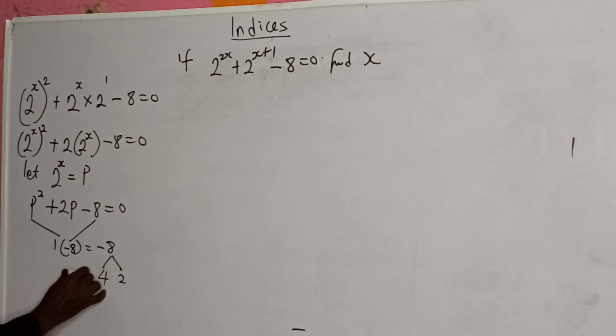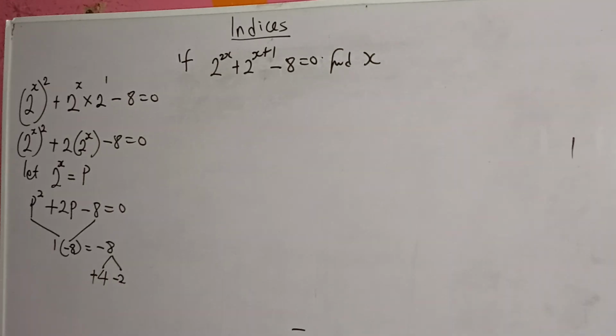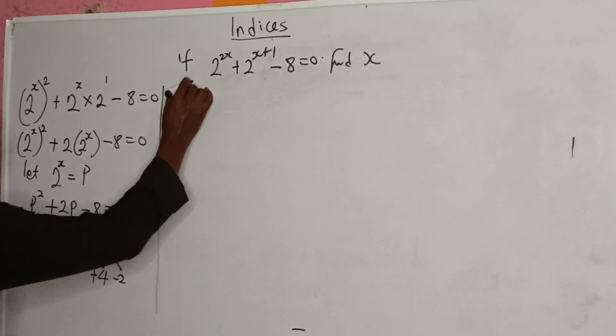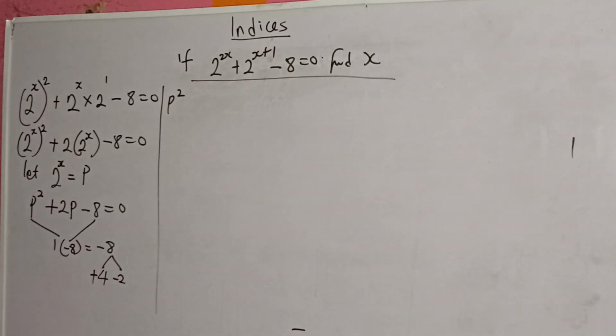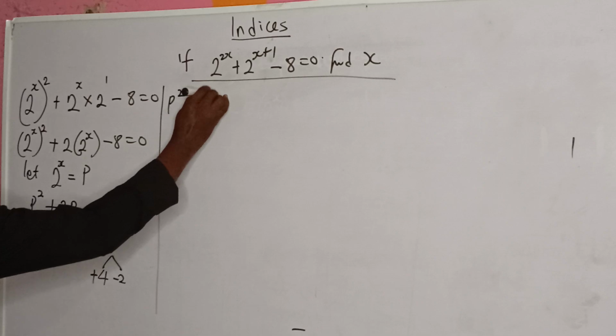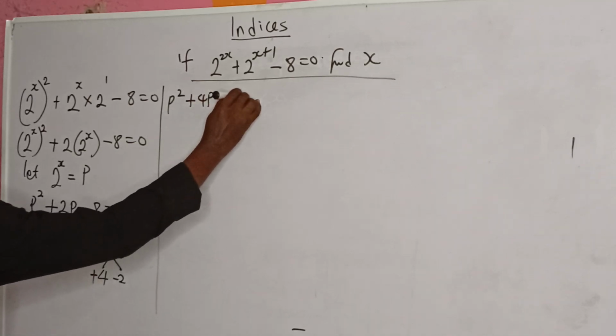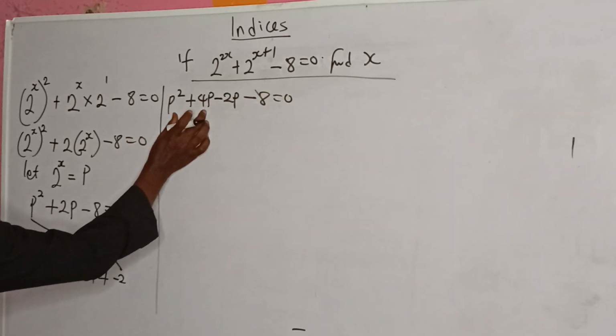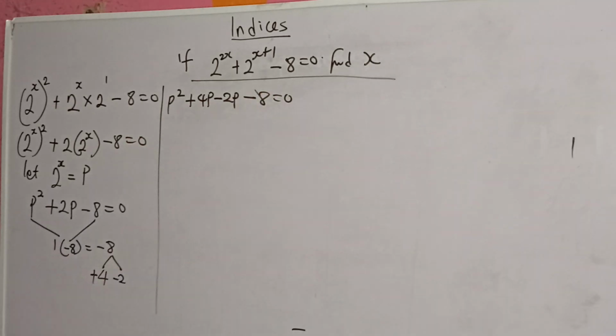If you say plus 4 minus 2, plus 4 times minus 2 gives us minus 8, but plus 4 minus 2 gives us plus 2. So now we are going to use plus 4 and minus 2 to replace the middle number 2. So this will give us p square plus 4p minus 2p minus 8 equals 0. We factorize the first two terms and factorize the last two terms.